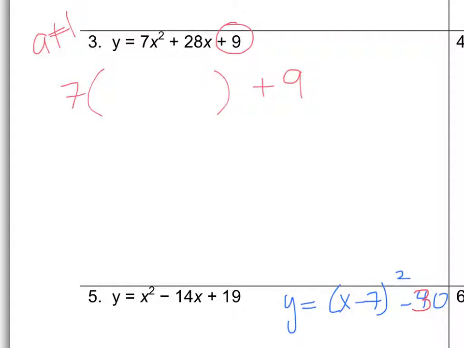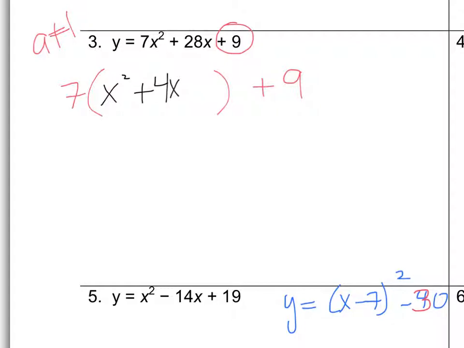So after factoring 7 out, I will get x to the second power plus 7 times what would give you 28, 4x. You see that? 7 times x to the second is 7x squared. 7 times 4x is 28x. So there you go. I factored 7 out and pushed the 9 outside the parentheses.